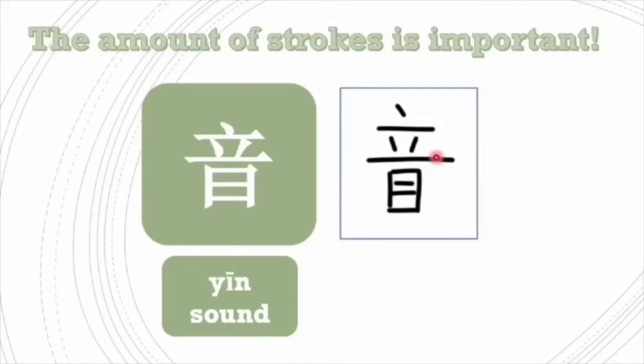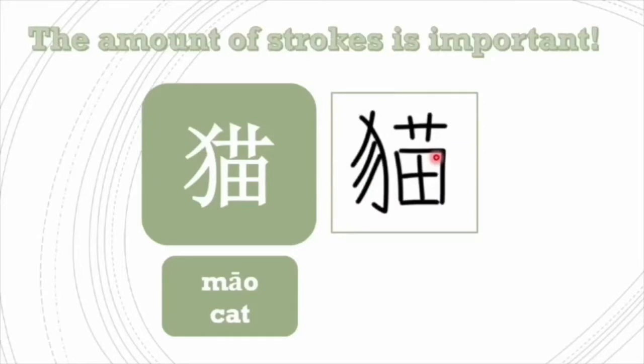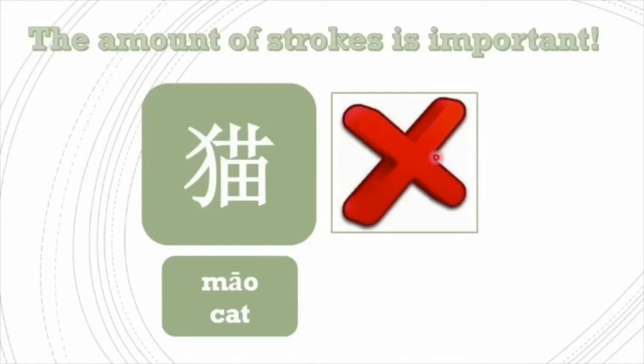Writing one extra stroke will also make characters incorrect. For example, this second character is wrong. It doesn't exist. This character is also not correct. The radical on the left-hand side is wrong. We don't have the radical in Mandarin.